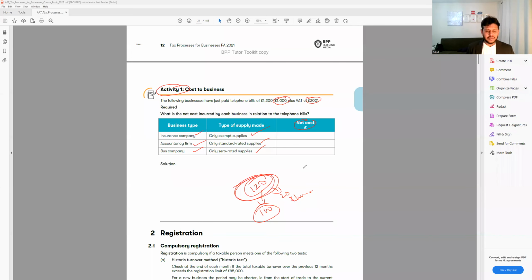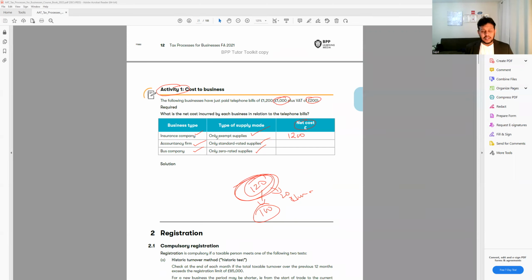So what we have here, for the insurance company, Naira, Neha, you are saying the insurance company 1200, okay, because they are exempted supply, they will not be able to claim it back. That is absolutely true. So this is the cost, 1200. So I think most of you are right. Yeah, that's correct. For the insurance company, it is 1200, yes.